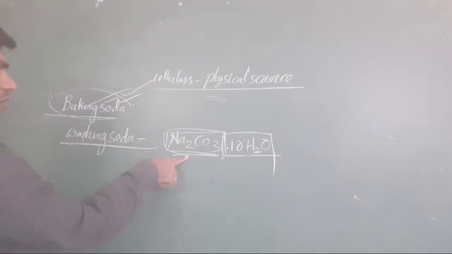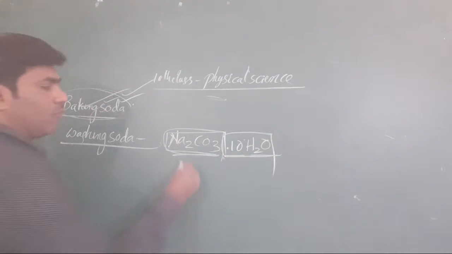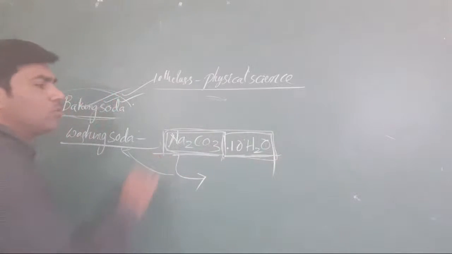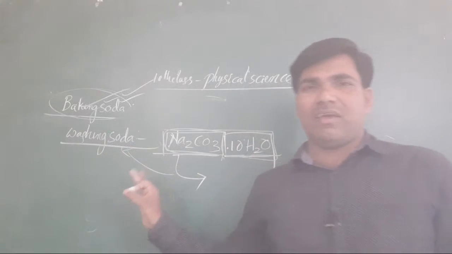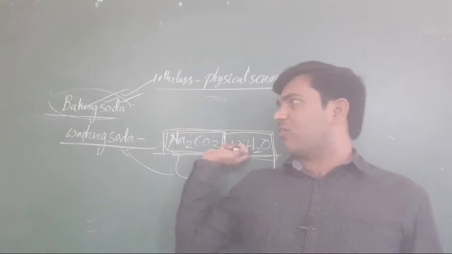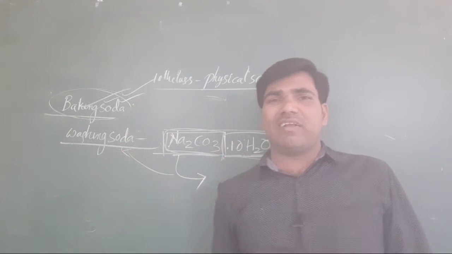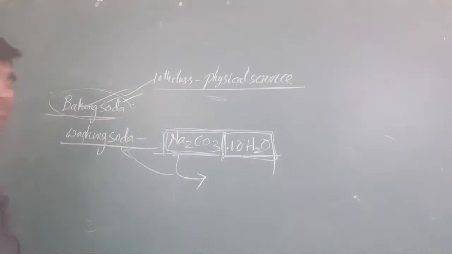Here also, you take Na2CO3 and add water to it, and it is formed as washing soda. That's why you have to write the washing soda formula like this. Na2CO3 is sodium carbonate, it is not washing soda. When we add water to it and crystallize it, we get small crystals. Sodium carbonate combined with water is called washing soda.